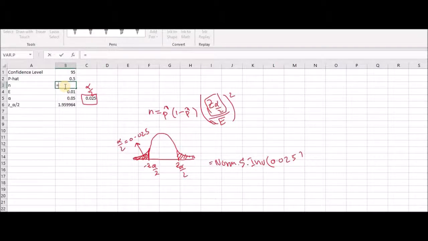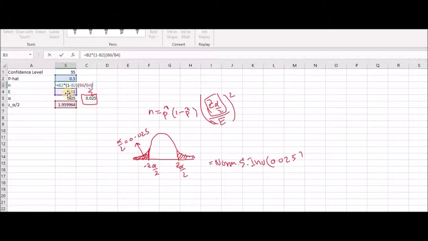And that is equal to, I see that I have p hat. So I'm going to click on the cell that has p hat times, open parentheses, 1 minus p hat. So I'm going to click on p hat again. And then times, open parentheses, z sub alpha divided by 2 divided by margin of error. So I'm going to click on the cell that has the margin of error. And I need to raise that to the second power.